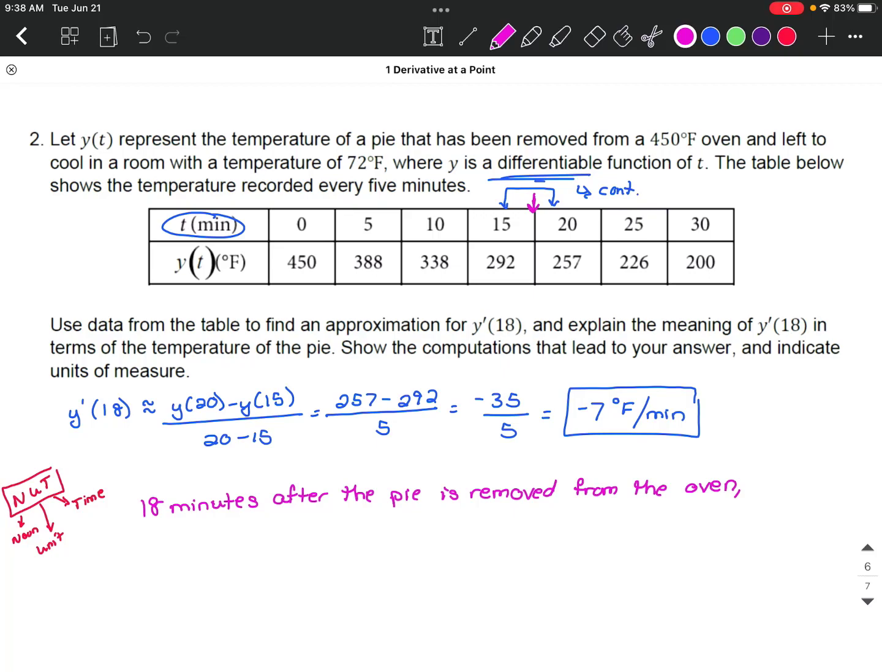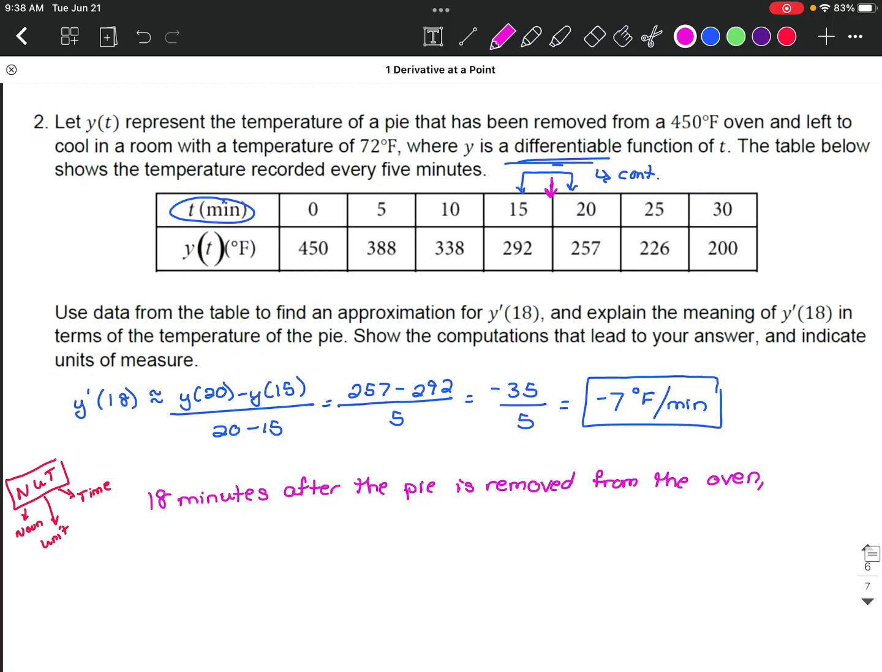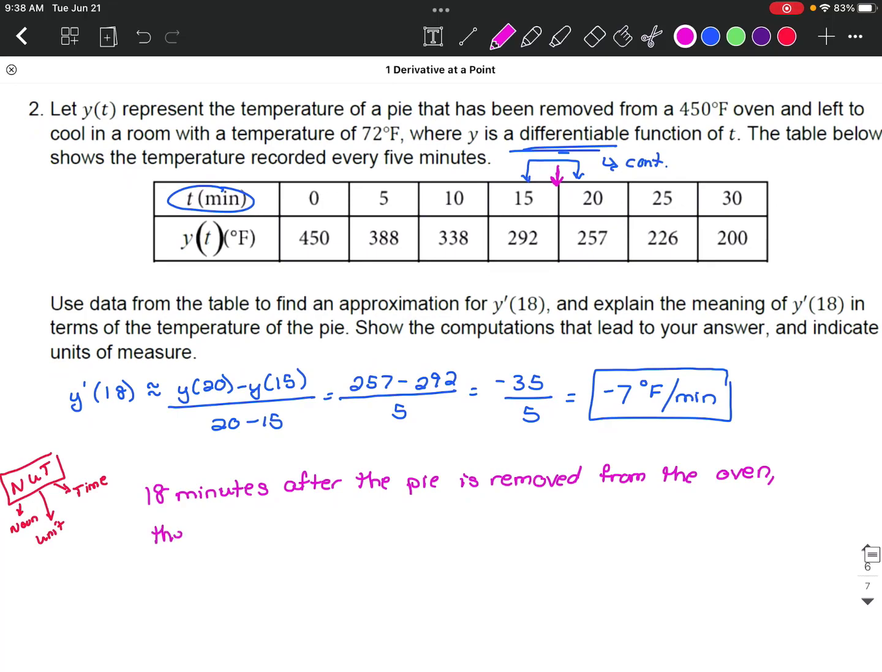Now what is happening? What's y? That's measuring the temperature of the pie. The temperature is, now because of this negative, we know that it's decreasing. Is decreasing at a rate of, and now we make it positive, 7 degrees Fahrenheit per minute. And there we go, we've interpreted it.